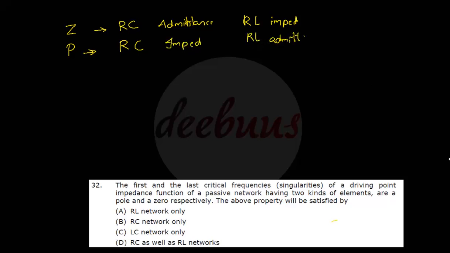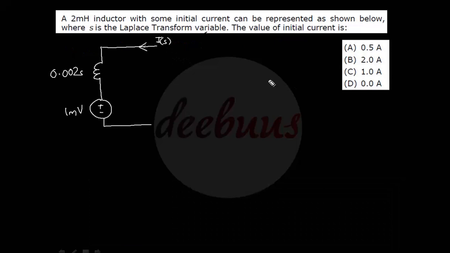So substituting the above conditions, here it is given as the first critical frequency being a pole. So it must be either RC impedance or RL admittance, right? So it must be an RC network. If the question mentioned a driving point admittance function, the answer would turn out to be an RL network only, right? In the question it is asked as a driving point impedance function. So the option turns out to be the RC network only, right? Now moving to another 2-mark question.